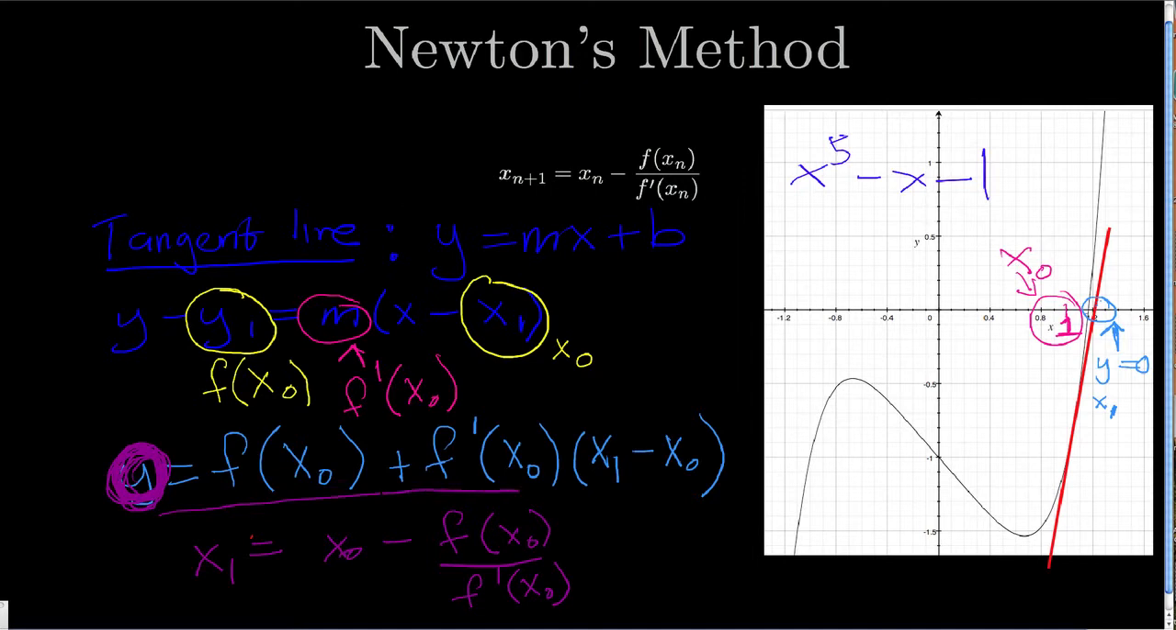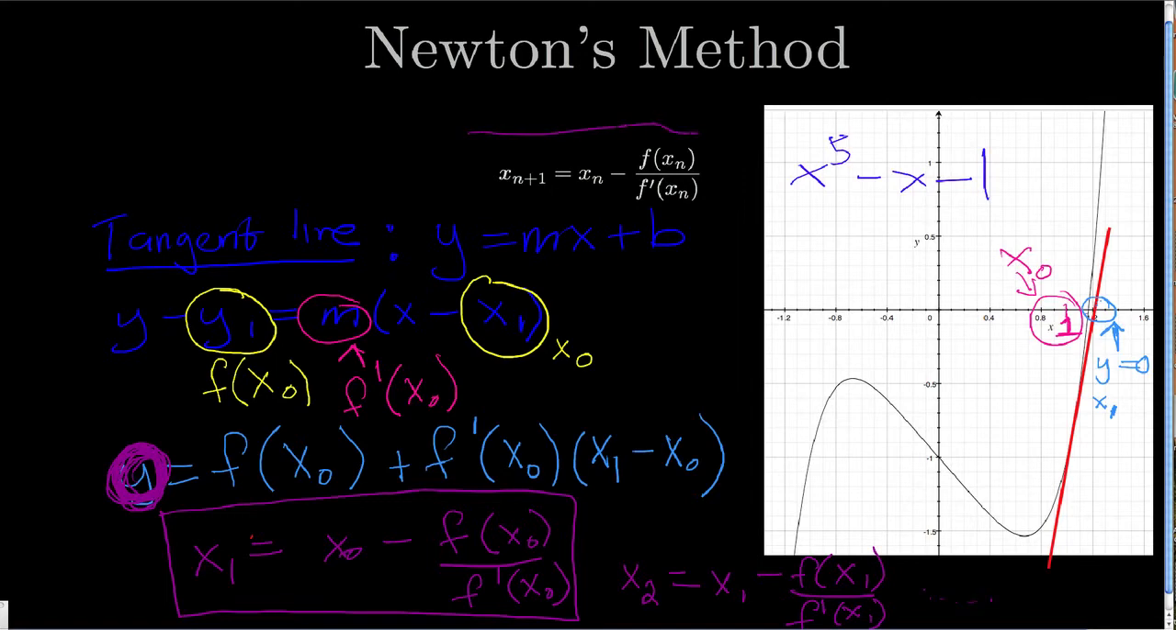And so this is going to give you the next x value, and then obviously you just keep doing that for x sub 2. You're going to do exactly the same thing, but instead of x sub 0, now you're going to use the next x value, x sub 1 minus f of x sub 1 over f prime of x sub 1. And so on and so forth. And so that's where this formula comes from.